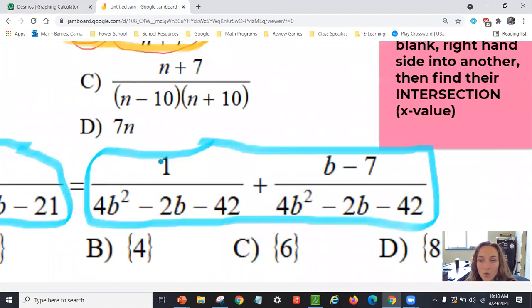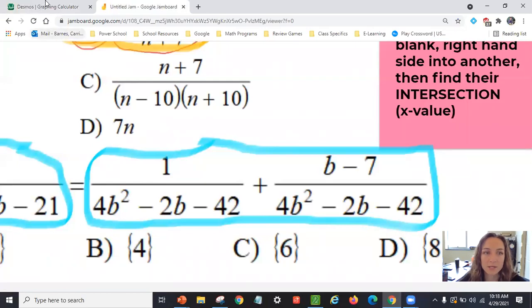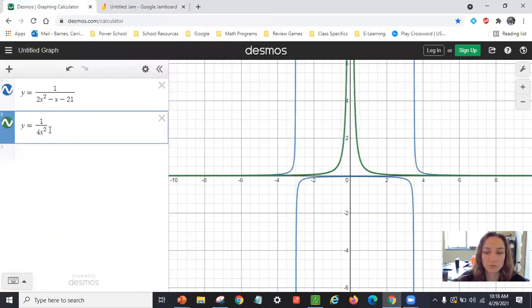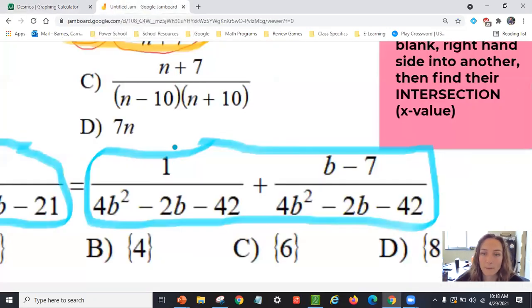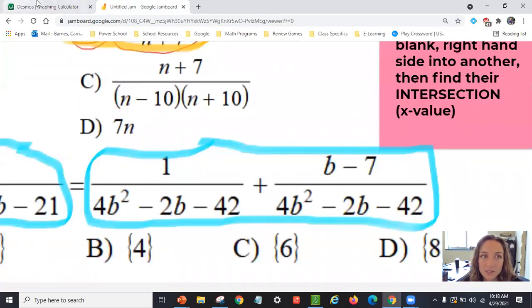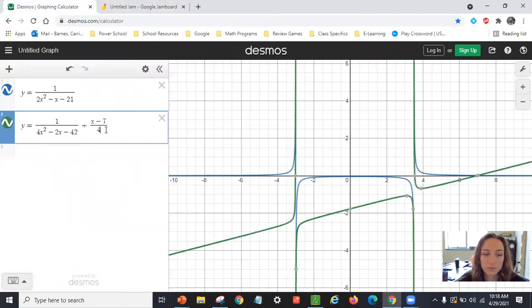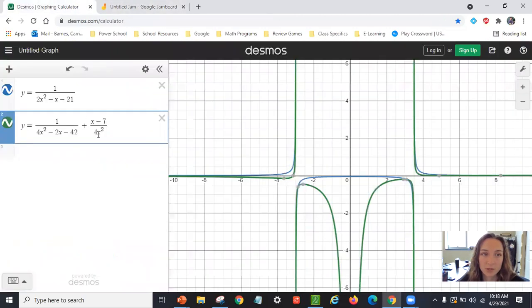So the second one: 1 divided by 4x squared minus 2x minus 42, and then plus x minus 7 divided by 4x squared minus 2x minus 42.